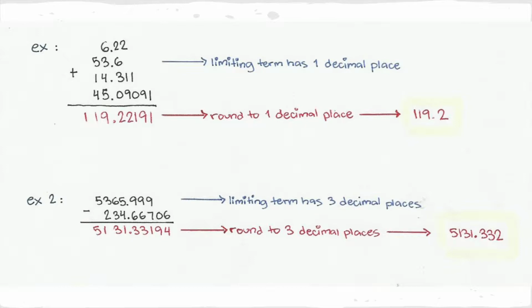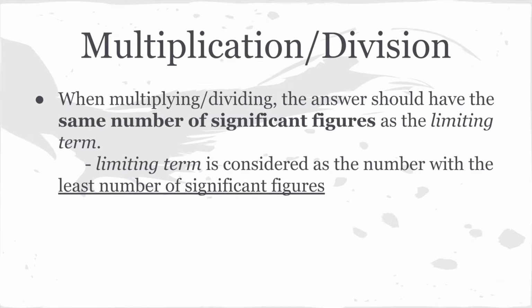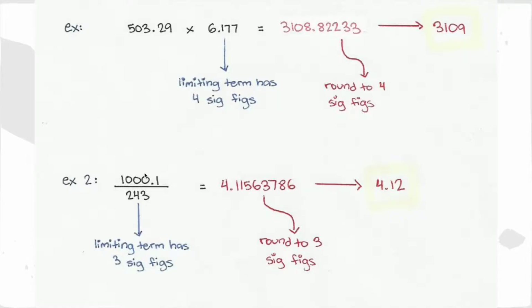All right? How about for multiplication and division? It's different. For multiplication and division, we express our final answer based on the least number of significant figures, not the least decimal places. For example, this is 5 sig figs. This is 4, 1, 2, 3, 4 sig figs. So it should be expressed up to 4, right? So 1, 2, 3, 4. Never mind that. We're not sure at this point. So 3108.8 is rounded to 3109.